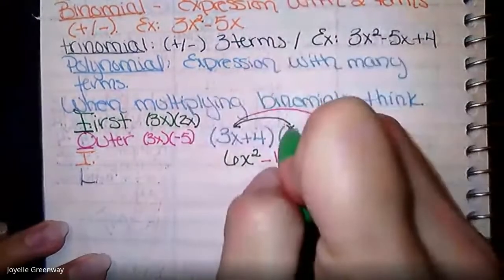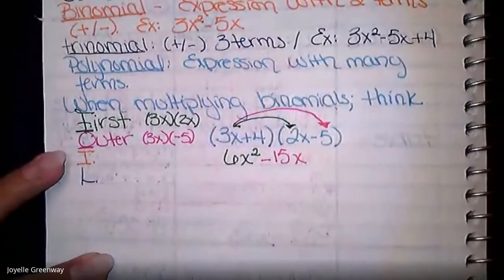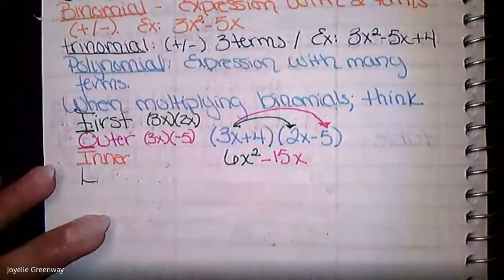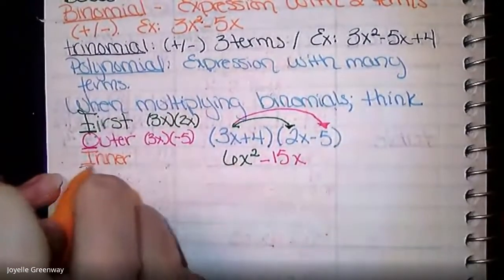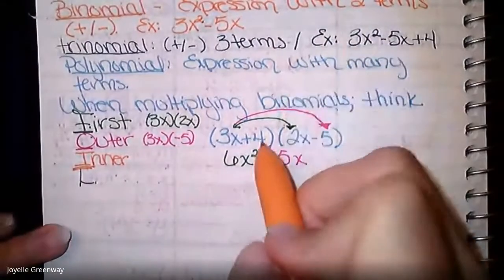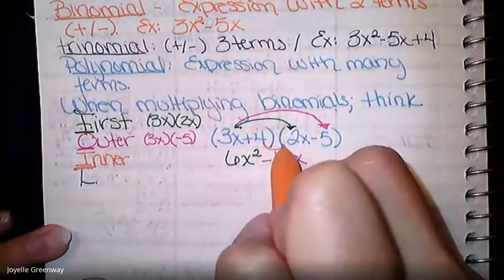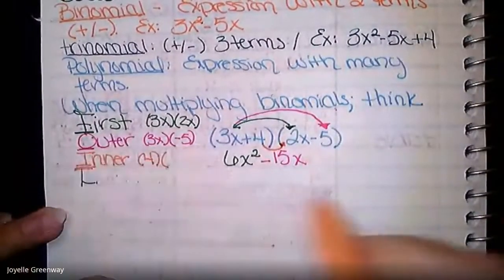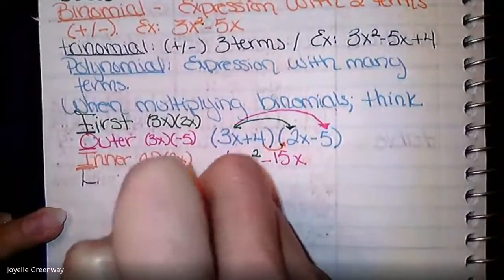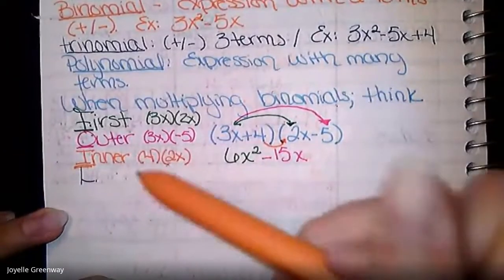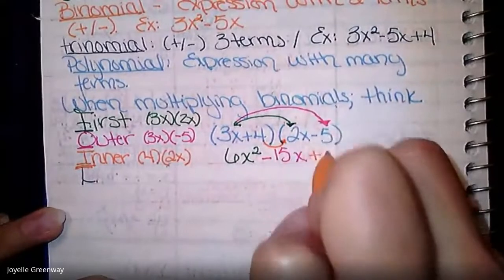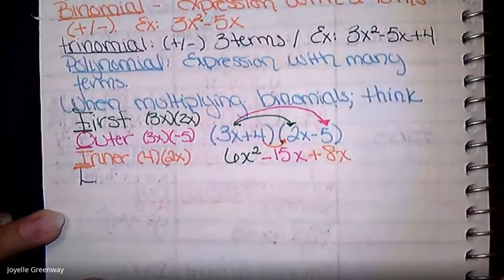Okay, so now we have the I, and the I stands for the inner term. So I inner. So now I want to take the 4 and I multiply that by 2x. So I have 4 times 2x is positive 8x. So plus 8x.